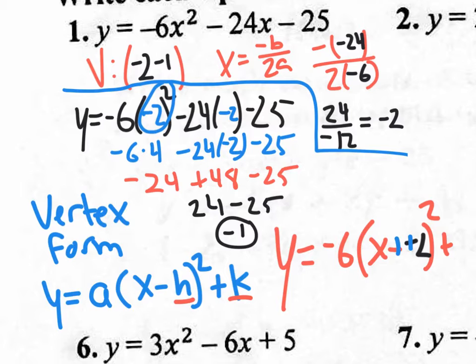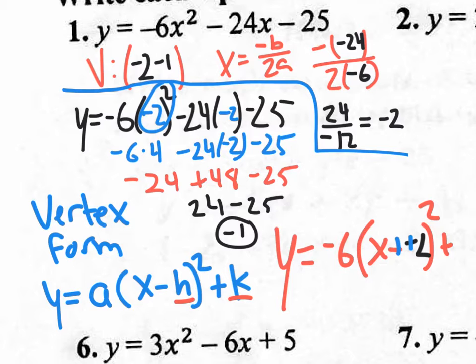Okay? Once again, the h value that you see in here should be the opposite of what you see right here. So this is a negative 2. Right here you really have a positive 2. So it makes perfect sense because it's a minus h inside the parentheses with x.